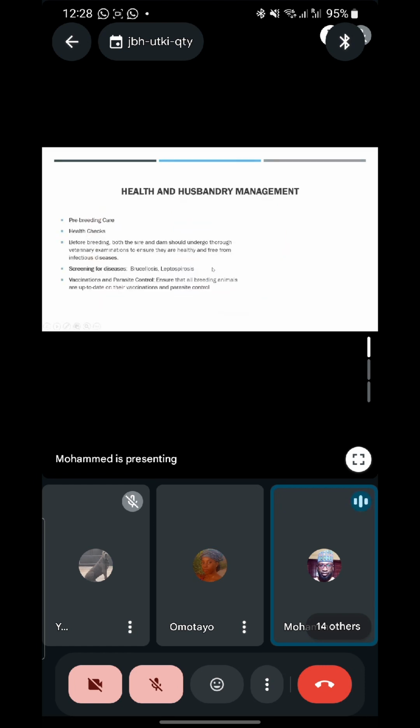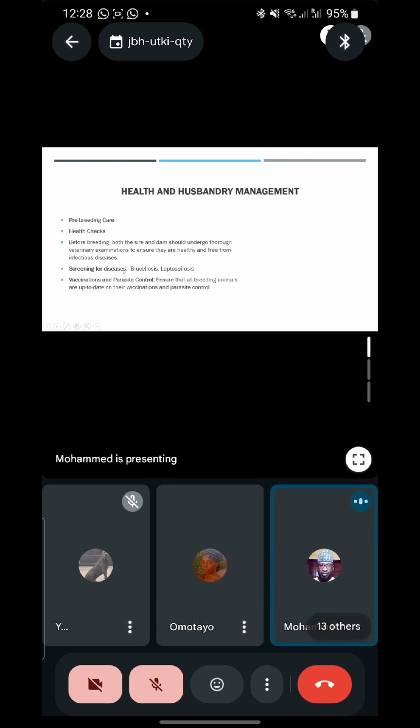Okay, so after selecting the breed of your interest, you need to take care of certain things before you start breeding. Number one thing to do is to check for health. Health issues are one of the major problems that are faced by breeders in Nigeria. So before breeding, both the father, that's the sire, and the dam, that's the mother, should undergo thorough veterinary examination to ensure they are healthy and free from infectious diseases.